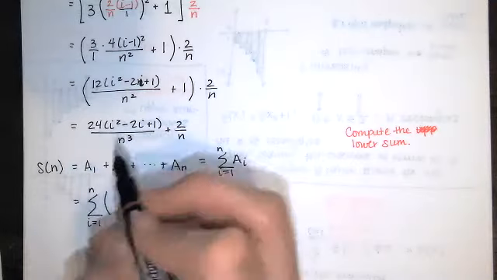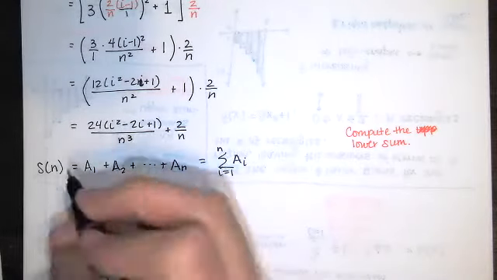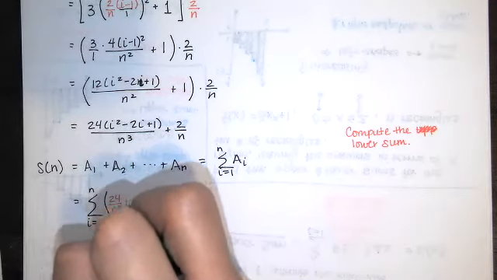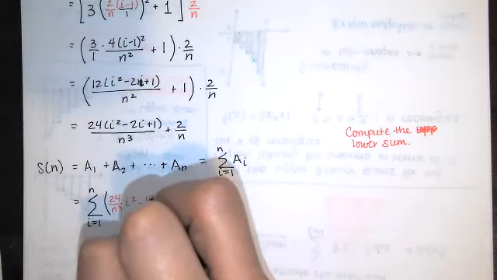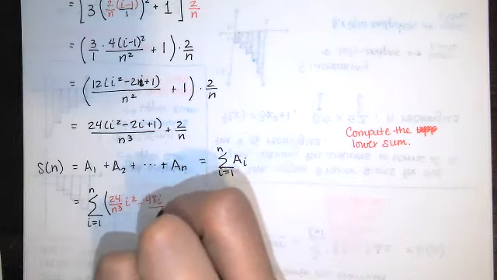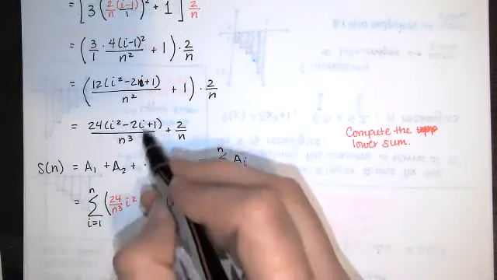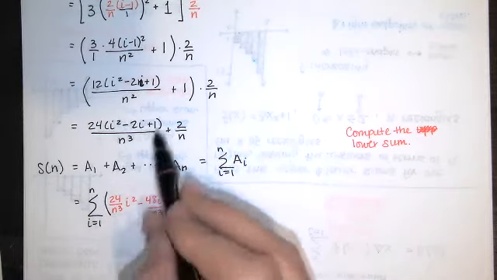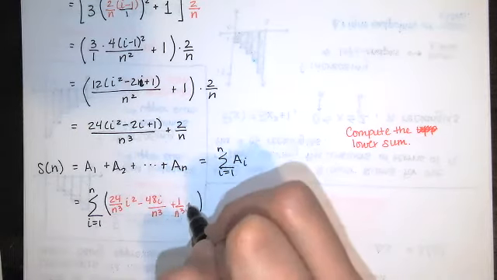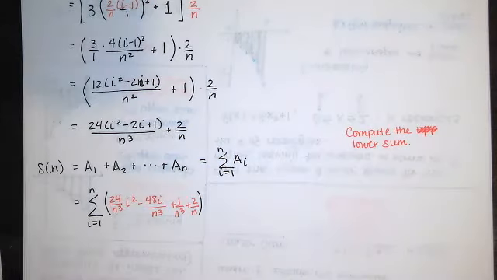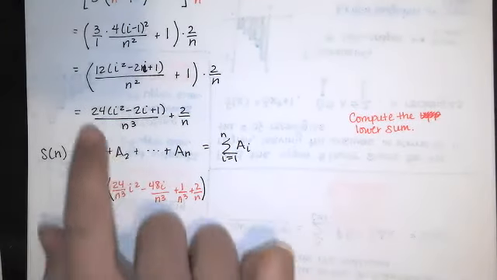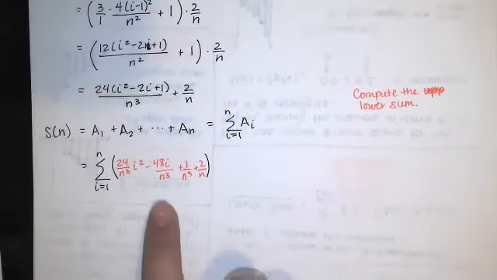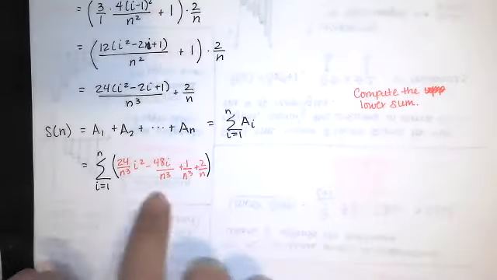And we can divide each of these terms by n cubed. It's 24 over n cubed times i squared, minus 48 i over n cubed. And then I've got a 1 over n cubed. That's that. Plus 2 over n over here. Okay, that's after dividing each of those terms by n cubed. And I can simplify this.